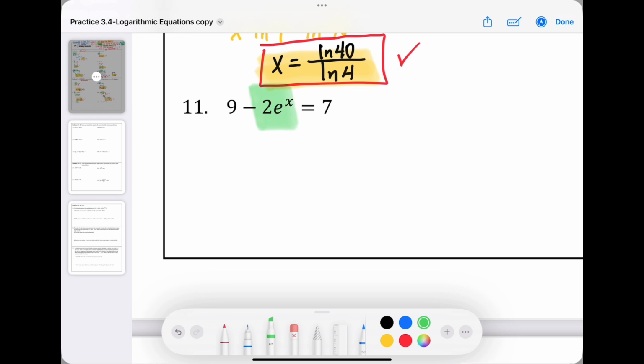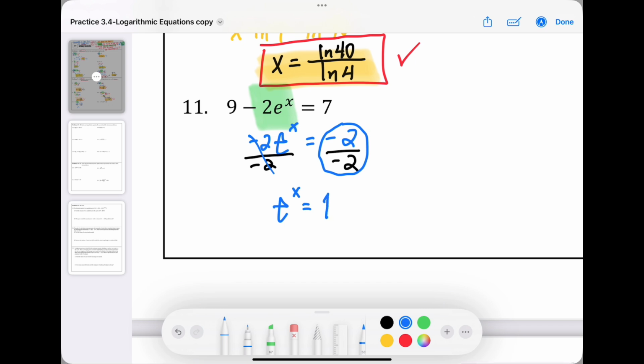Same thing. I need to isolate my trouble, right? So you know that positive 9, the opposite will be negative 9. So we subtract 9 from both sides. Yes. So 7 minus 9 will be negative 2. Then you can say, eagle eye: negative 2 on both sides can cancel out, which tells me I will divide both sides by negative 2, right? So that gives us what? The negative 2 is cancelled out. I get e to the x power is equal to negative 2 divided by negative 2. The answer is 1.